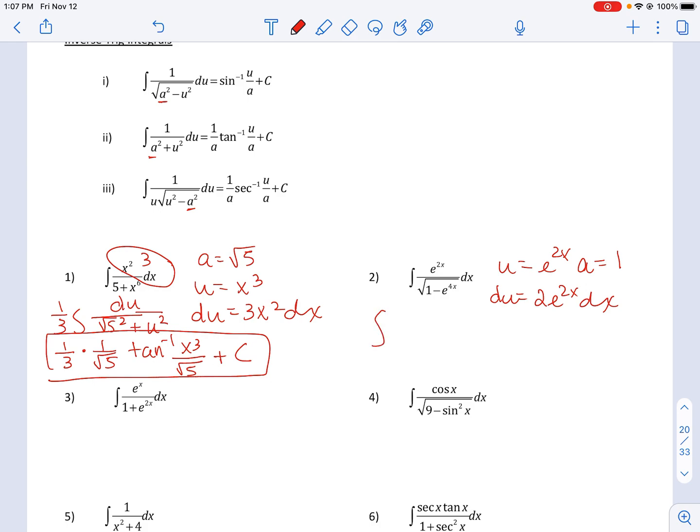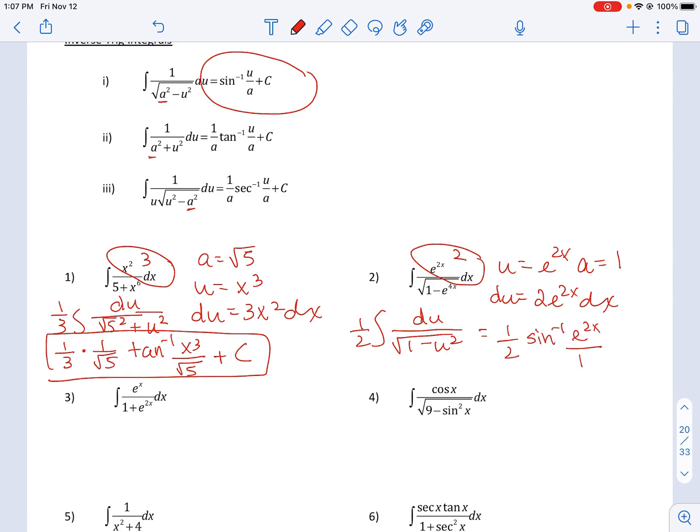So again, let's do our substitution. So I have square root of 1 minus u squared. All of this is your du except that 2, so that means I need a 1/2 in the front. So this will be 1/2. I'm just going to follow the pattern for the arc sine. Arc sine of u over a plus c.